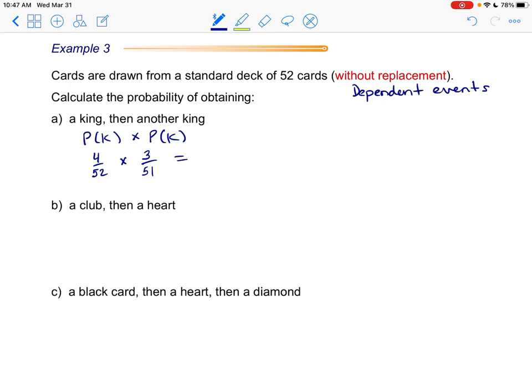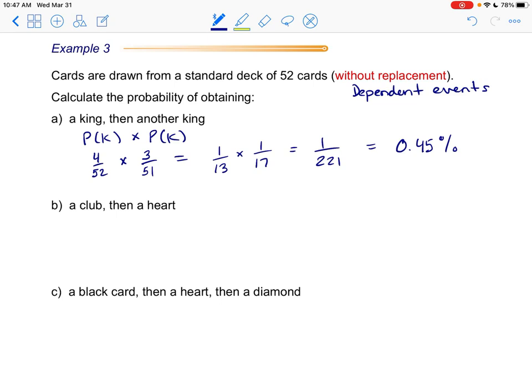And you can just multiply these together and then simplify from there, but I'm going to simplify first just to make this a little bit easier. I'm going to get 1 over 13 times 1 over 17, which equals 1 over 221, which is 0.45%. It's pretty unlikely that you draw 2 kings in a row.